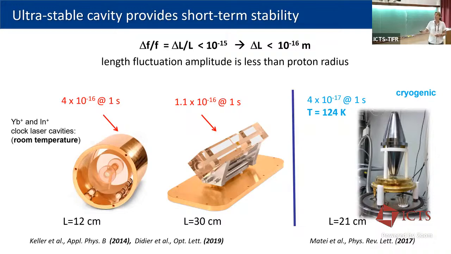And what does it mean? If you have a length of 10 centimeters or so, and you want to have a laser in a sub-hertz region, 10⁻¹⁵, that means that the length of the cavity must change less than 10⁻¹⁶ meter. That's 1/10 of a proton radius. Can you imagine building a macroscopic object that does not change over a few seconds by more than the diameter of a femtometer, of a proton? This is a huge effort that we have to make.